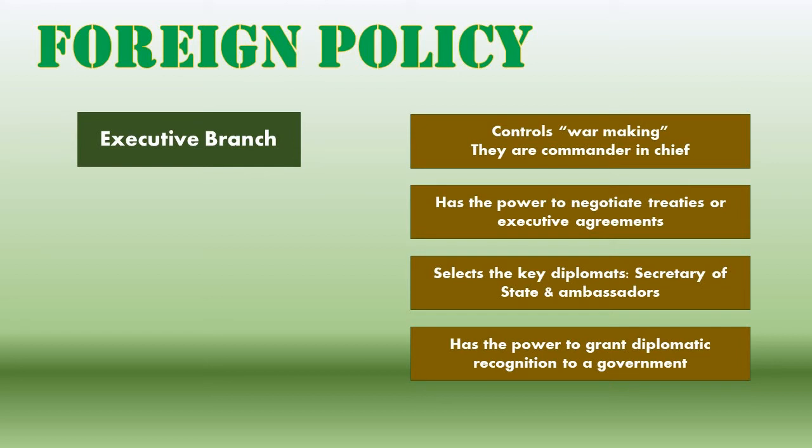The executive branch, the president and the bureaucracy, they control the war making. Remember, the president is the commander in chief, so they decide how the military operates. The president negotiates treaties and executive agreements. So the president is the one that works with other world leaders to come to agreements here. The president picks the important diplomats, the Secretary of State, and the ambassadors. Of course, it has to be somebody that Congress agrees to. And the other thing is the president has the power to grant diplomatic recognition.